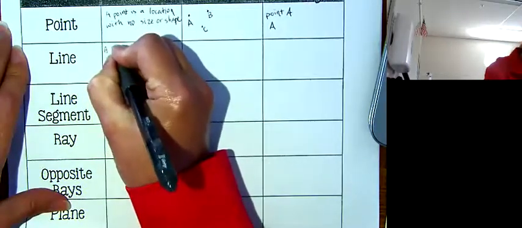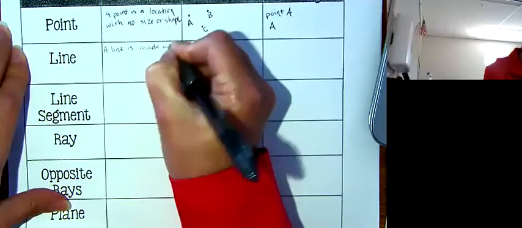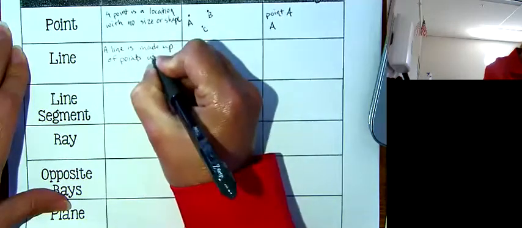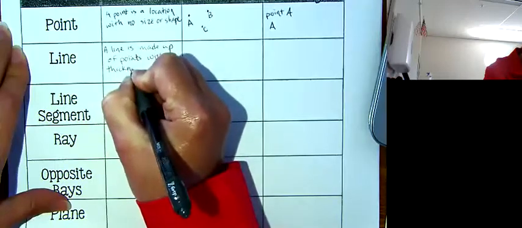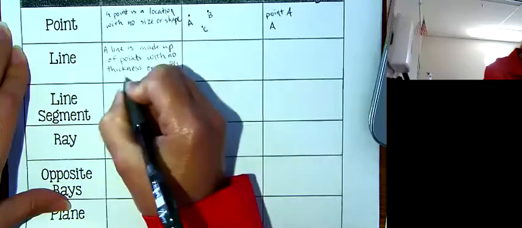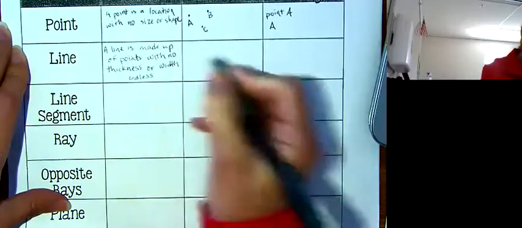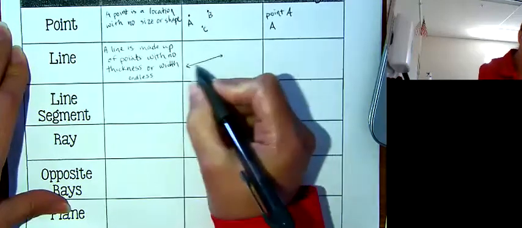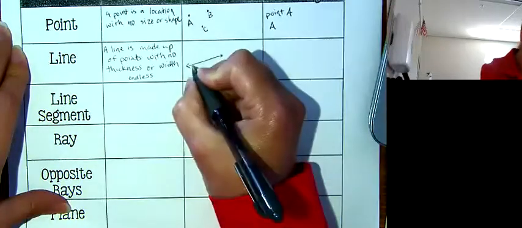So a line is made up of points with no thickness or width. They are also what's considered endless, which means even though when I draw this on a paper there's obviously a start and an end, the arrows represent that this could just continue going in both directions.